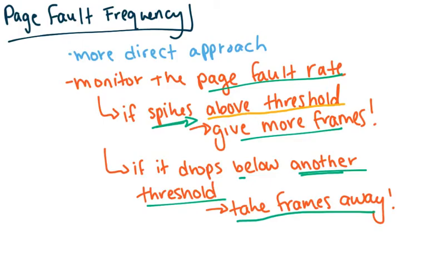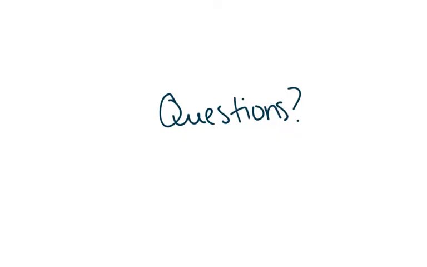So those are 2 approaches that you can use to get rid of thrashing, or at least mitigate it.